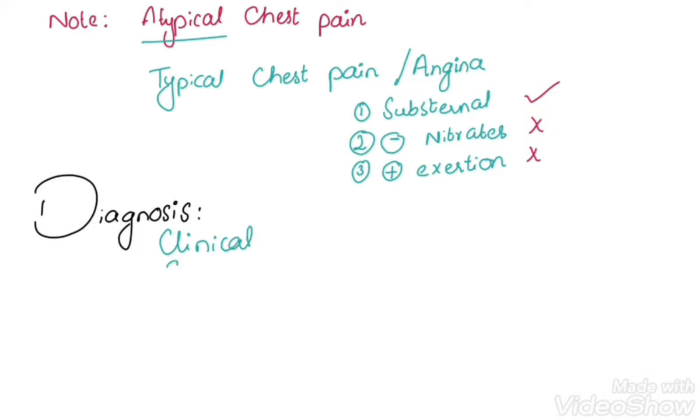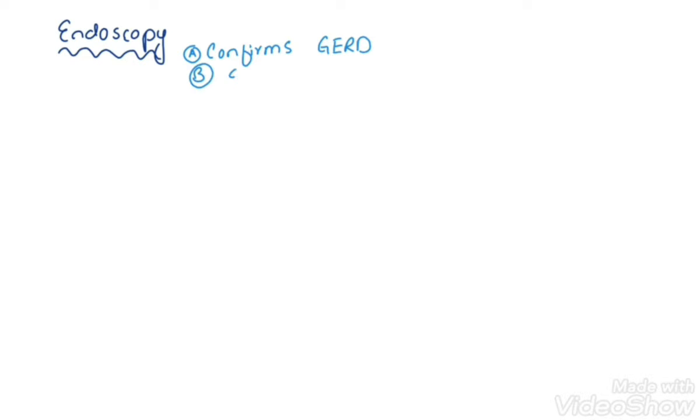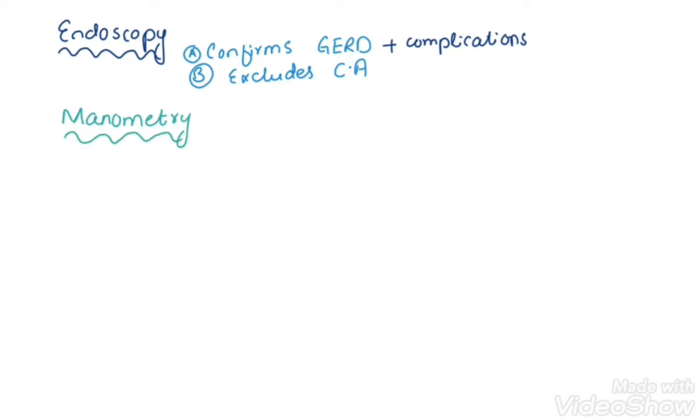The diagnosis is mainly clinical, but endoscopy, manometry, pH monitoring, and barium studies can also be done. Endoscopy not only confirms GERD and its complications, but also excludes esophageal adenocarcinoma that can occur as a result of long-standing GERD. Endoscopy is most widely used. In certain cases, manometry and pH monitoring can be used.